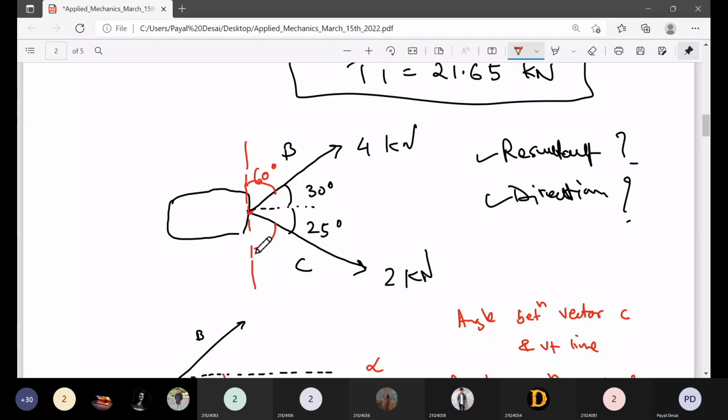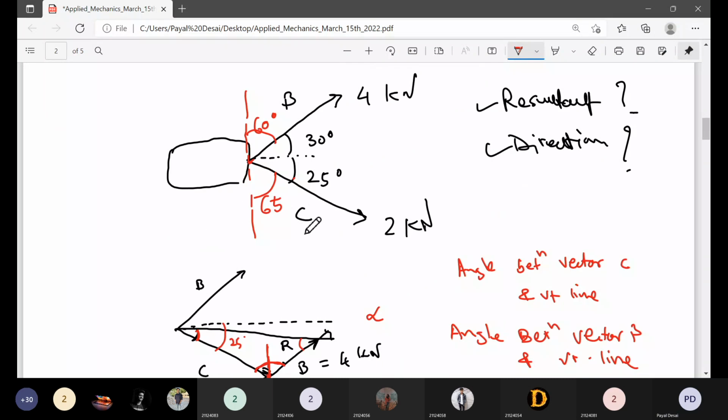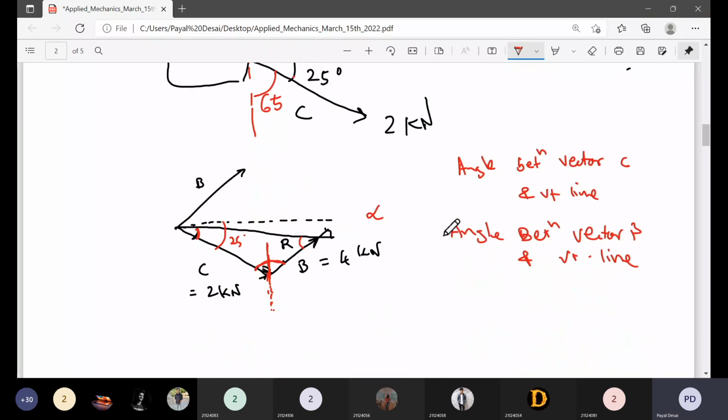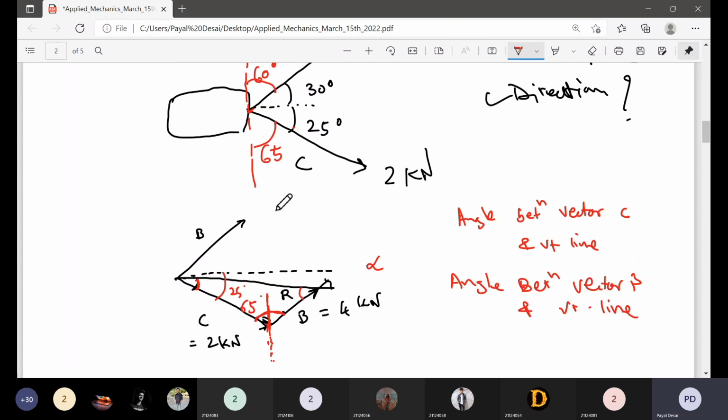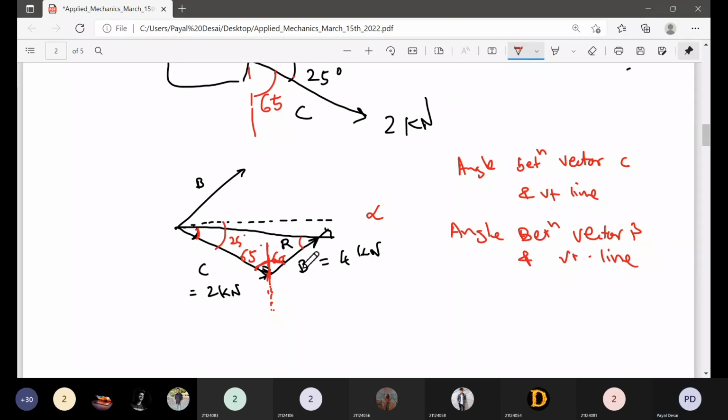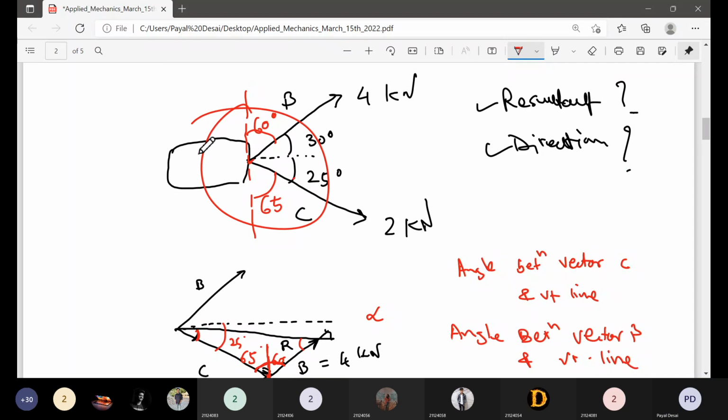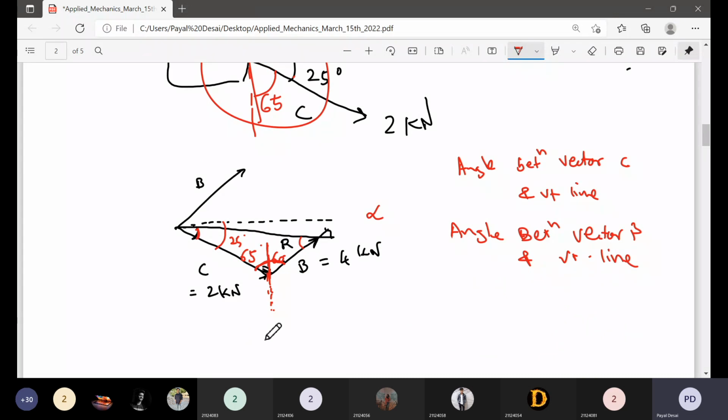So how much? 90 minus 25, 65. So what we can do is, the angle between vertical and vector C, blindly write here 65, and the angle between vector B and the vertical line, blindly write here 60 degree. So you have to imagine it like this. Just relate these two diagrams. Only look at the vector and what angle it makes with the vertical. Here also look at the vector and its angle with the vertical. We have drawn an imaginary vertical line here so that we can calculate the full angle.